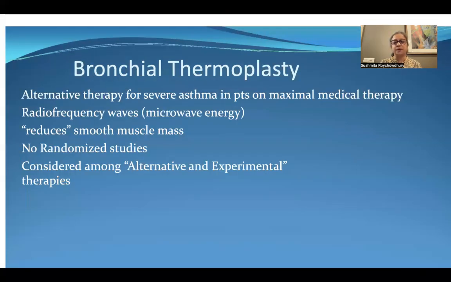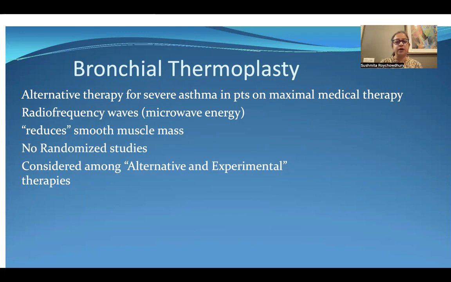Coming to bronchial thermoplasty, this seems to be the talk of the town. What is it? It is an alternative therapy in severe asthma patients who are on maximal medical therapy but are having recurrent exacerbations. So it is only for a few subsets to be tried where the patient is still symptomatic despite maximal medical therapy. Radio frequency waves or microwave energy, which give heat, are used to gradually apply to the airway walls in a staged and phased manner.